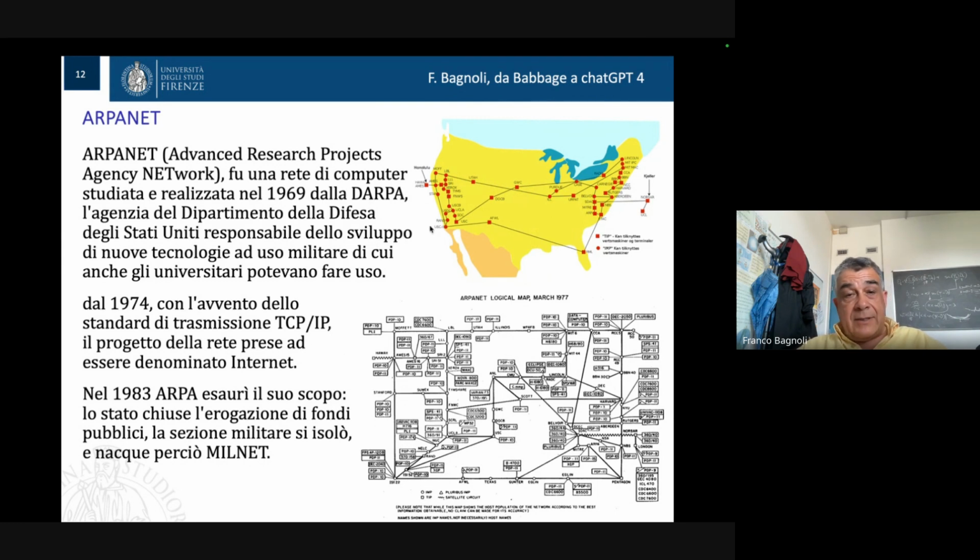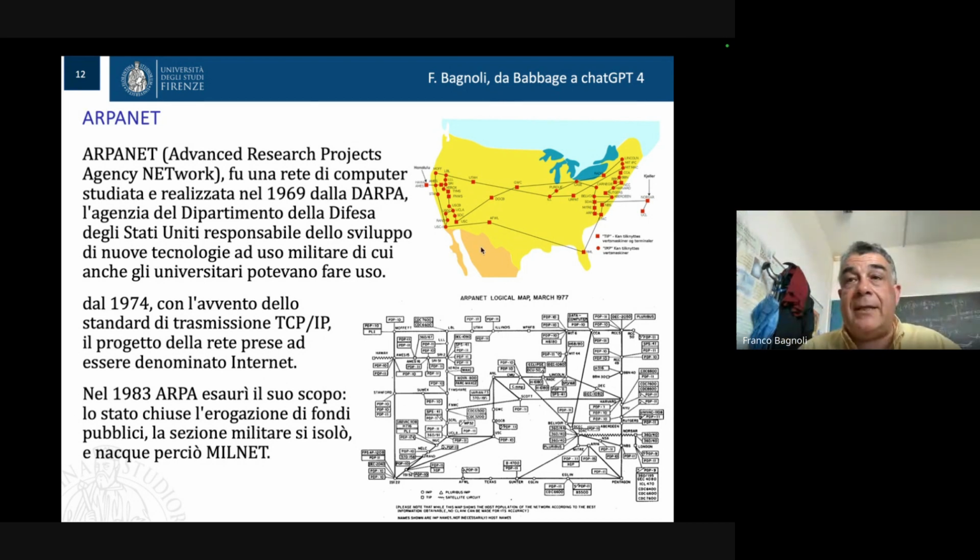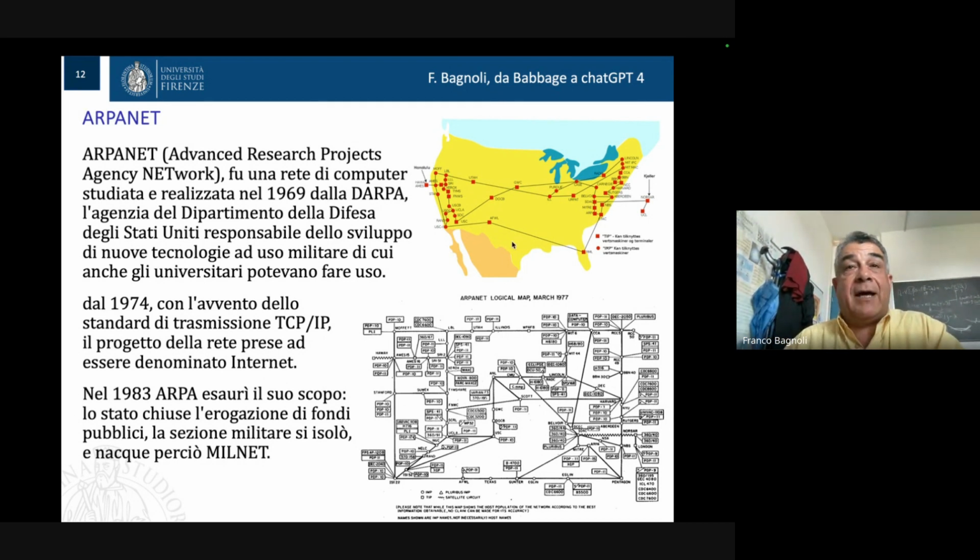Clearly, this started as a project of defense. And this is why the internet protocol, essentially TCP/IP, is such a slow but robust way of communicating, because it was planned to be usable even after an atomic attack.